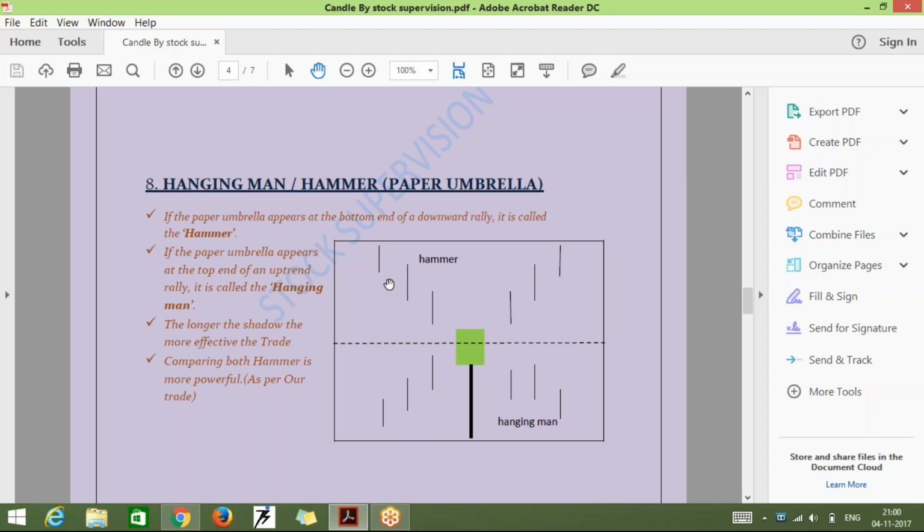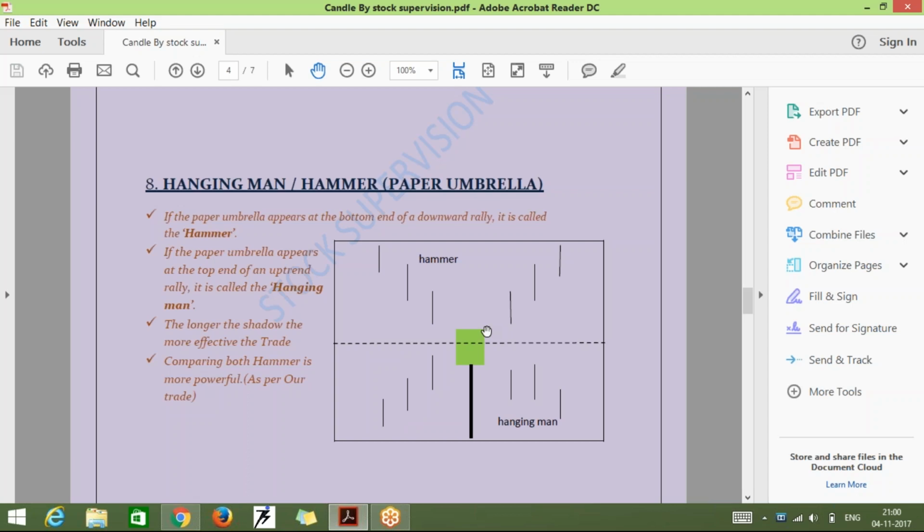And even if you're seeing this paper umbrella, it's exactly clearly written. If you're seeing a paper umbrella at the top end of an uptrend, this is the uptrend, and if you're seeing this at the top, it's not exactly at the top. If you're seeing it in an uptrend, then this is known as a hanging man. You can expect the trend to reverse from that.